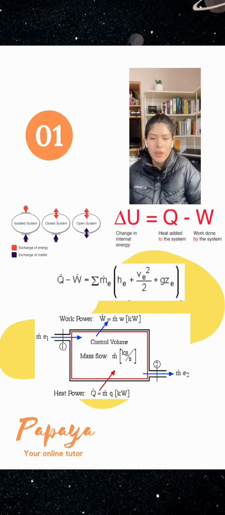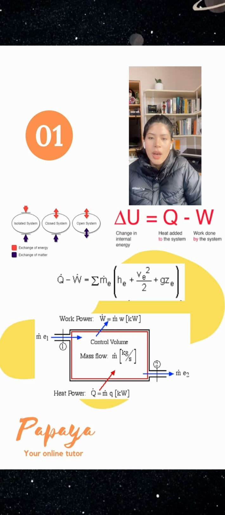Now we go into the first law. For the first law, the first thing we need to know is to identify what kind of system we have. If it's a closed system, which means that there's no mass going through it, or if it's a controlled volume, which basically means that there is going to be a flow. Now that we have identified what type of system this is, we can do the energy balance.